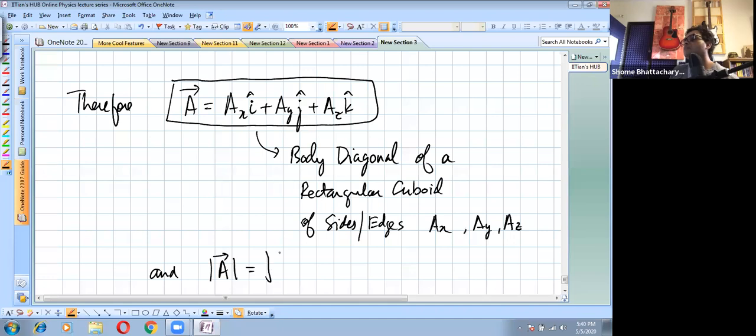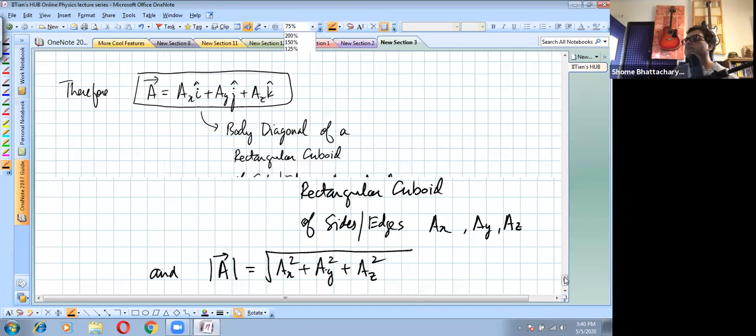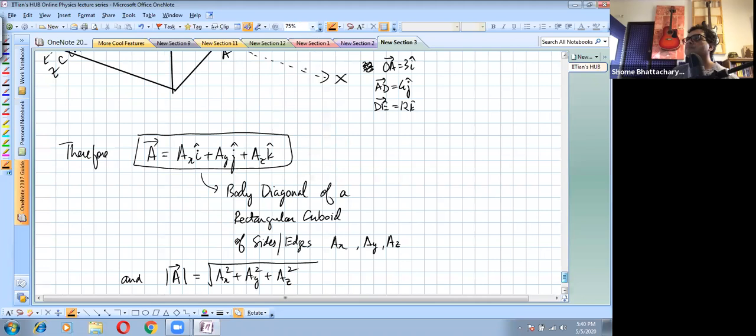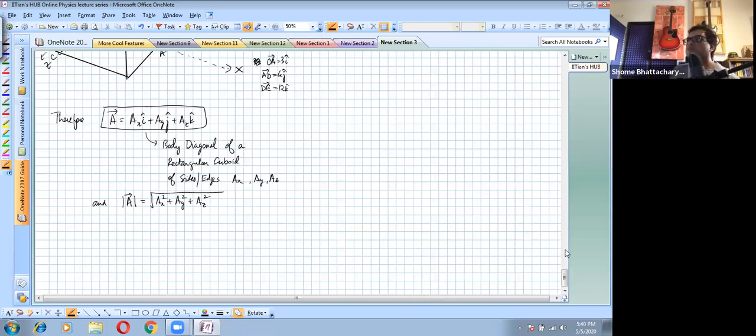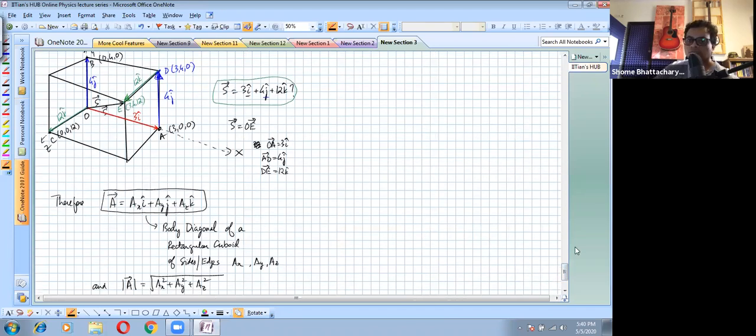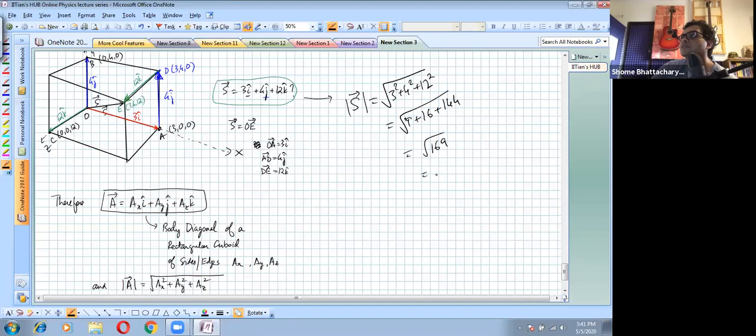It is square root of ax square plus ay square plus az square. Yes, so in this case, the magnitude of the displacement will become square root of 3 square plus 4 square plus 12 square. So that is 9 plus 16 plus 144. That is 169.